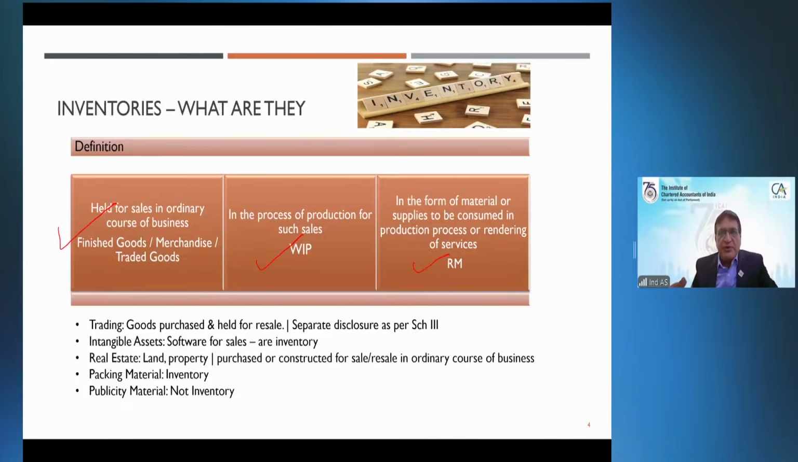Whether an intangible software can be an inventory. The answer is yes. Any company which is producing software and selling that software, it is an inventory for them. Similarly, in a real estate company, if these companies sell apartments or land or different types of constructed property, basically it becomes their inventory. A very interesting question is with regards to the packing material.